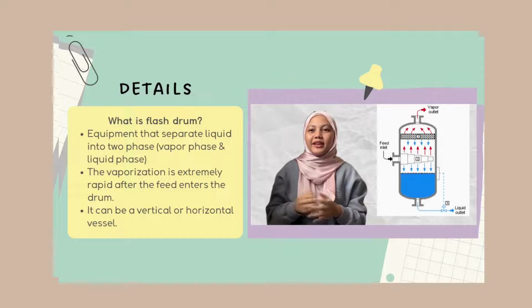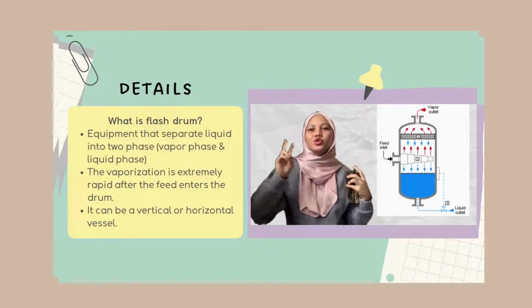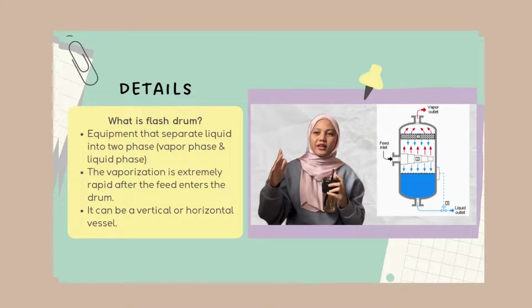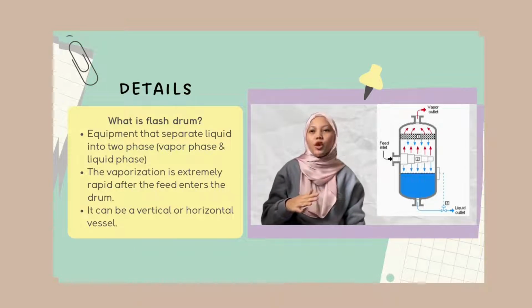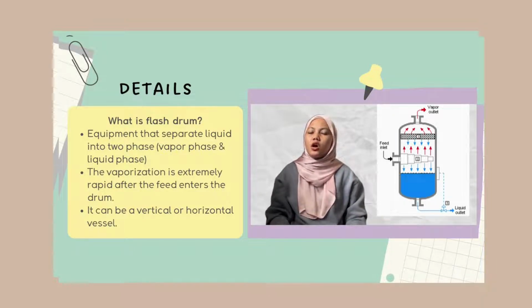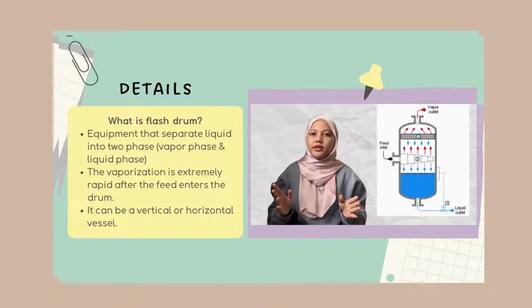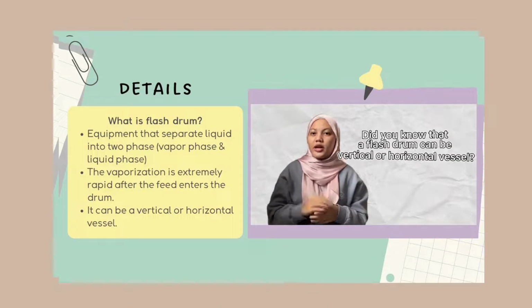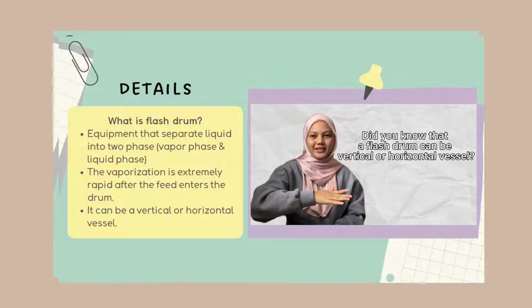A flash drum is an equipment that separates liquid into two phases, which is a vapor phase enriched in the more volatile components and a liquid phase enriched in less volatile components. The system is called flash distillation because the vaporization is extremely rapid after the feed enters the drum. Did you know that the flash drum can be a vertical or horizontal vessel?